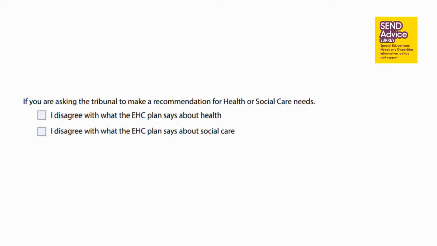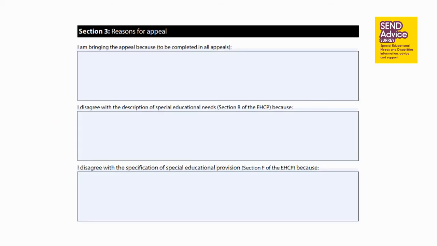If you're not happy with anything in section C, which is healthcare needs, and section G, which is provision for health, you would tick the first box. If you're not happy with anything in section D or H, which is social care, you would tick the second box. Ticking either of these means your hearing is part of an extended appeal and would be heard over 2 days. Section 3, reasons for appeal.